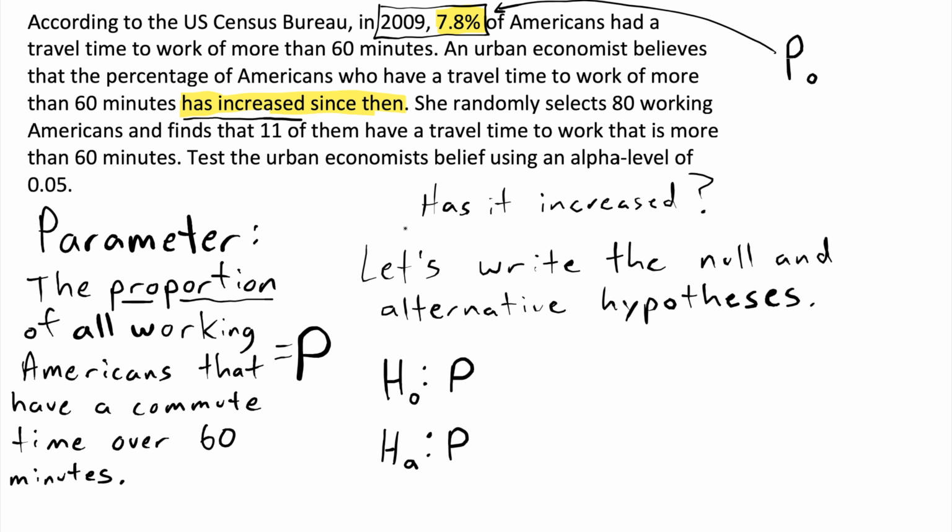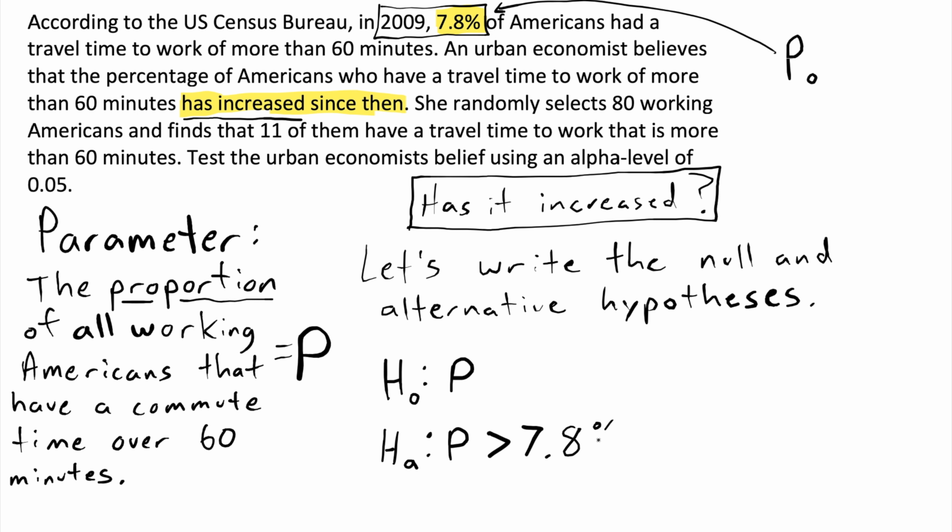The research objective always appears in the alternative hypothesis. If it has increased since 2009, then it would be bigger than its 2009 level of 7.8%. And the null hypothesis is always a statement of no change. There's nothing going on. Null is like nothing or nada. And so we always use an equal sign here.